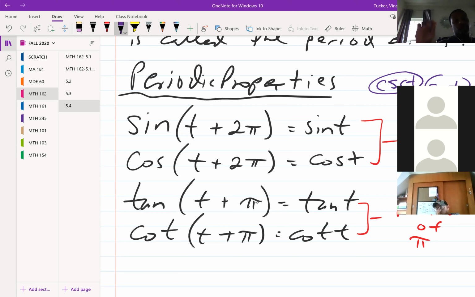So when we look at our periodic properties, sine, cosine, cosecant, and secant have periods of 2 pi. So in other words, after 2 pi, it repeats the same behavior, the same cycle. Tangent and cotangent have periods of pi. So after pi, after 180 degrees, it repeats the same cycle.